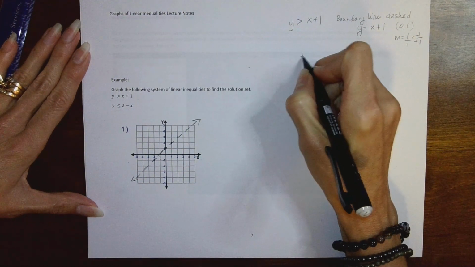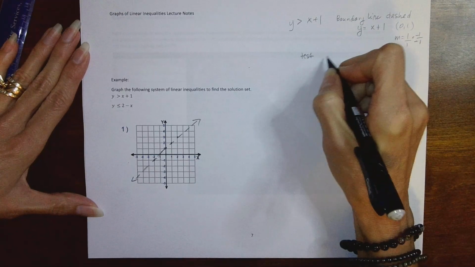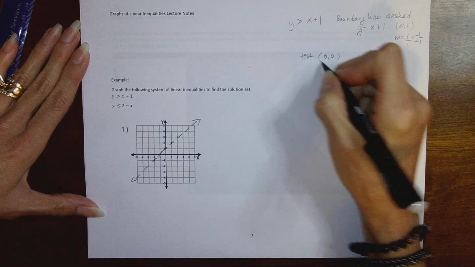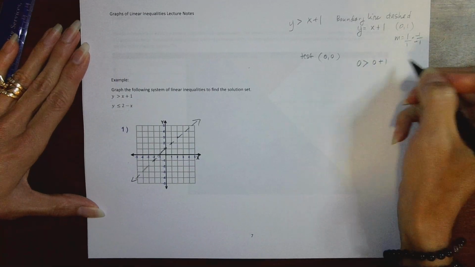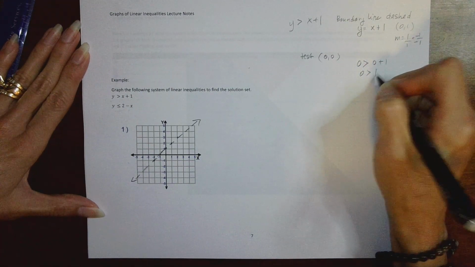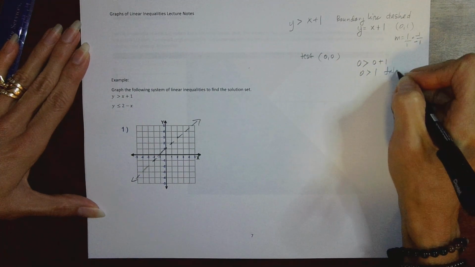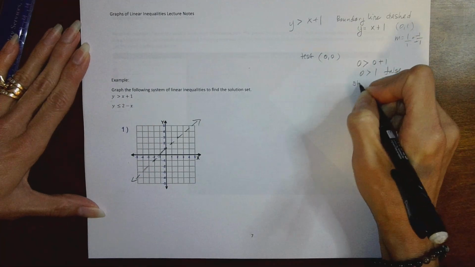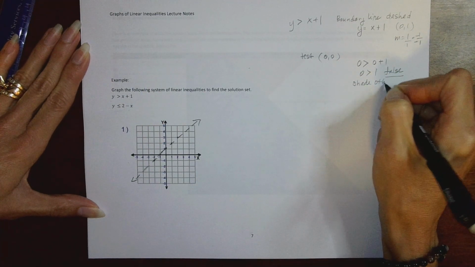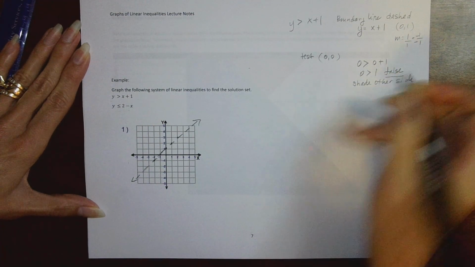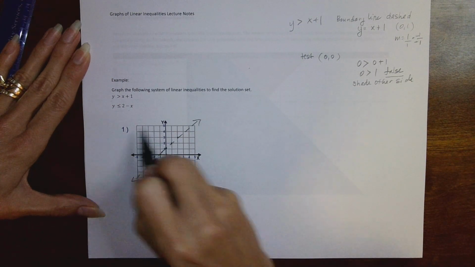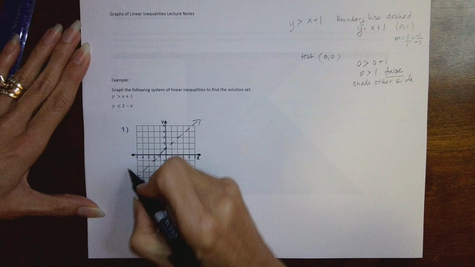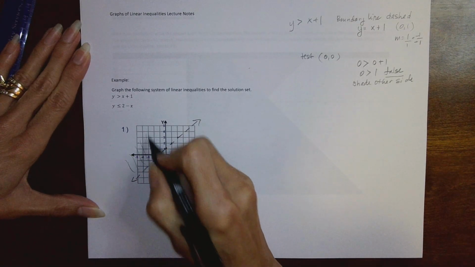And now we're going to test it with the point 0, 0. So 0 should be greater than 0 plus 1. And we know 0 is not greater than 1, so this is false. So we're going to shade the other side. This is the side that has 0, 0. It was false, so I need to shade this other side here. And like before, I'm going to use lines to shade it.